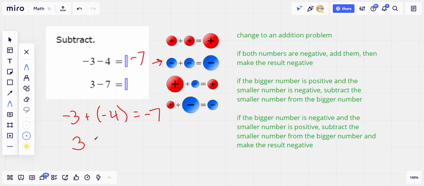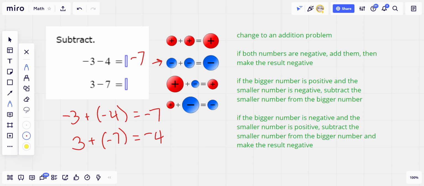Let's try 3 minus 7. So first I'm going to write this as an addition problem. 3 plus a -7. And in this case, I've got one positive and one negative. So I'm going to subtract the values. So I'm going to take 7 and subtract 3 from it, ignoring the signs for now. 7 minus 3 is 4. And then since the bigger number was negative, that's the sign of my result. So -7 and a positive 3 add up to a -4.